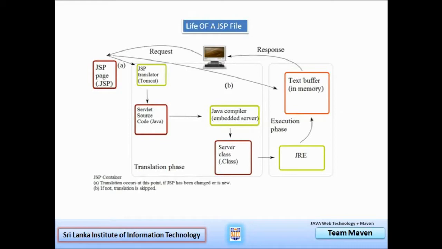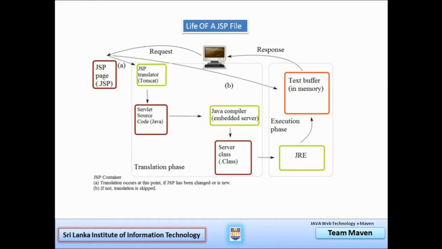If you look into this diagram, it shows us the life of a JSP file. There you can see there's a web request from the client side. The request goes to the JSP page, and this JSP page comes into the Tomcat server. It is translated by Tomcat, so we call it the JSP translator. And this JSP translated code will convert it into servlet source code, which is based on Java.